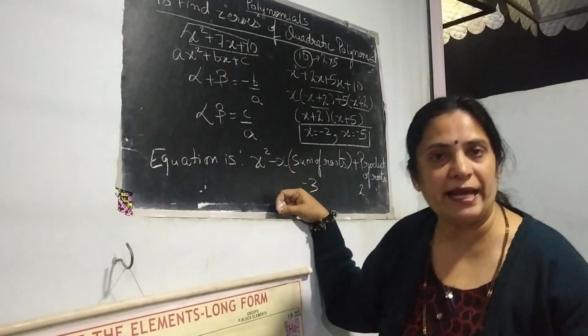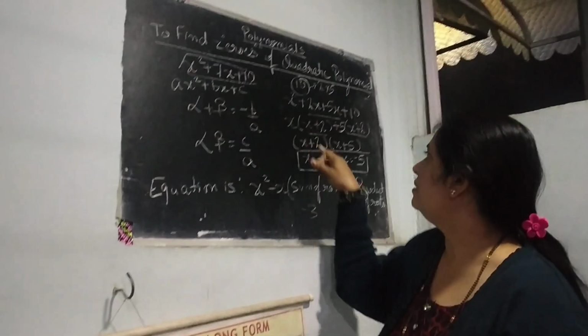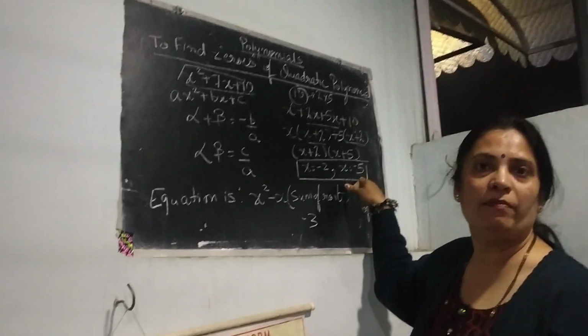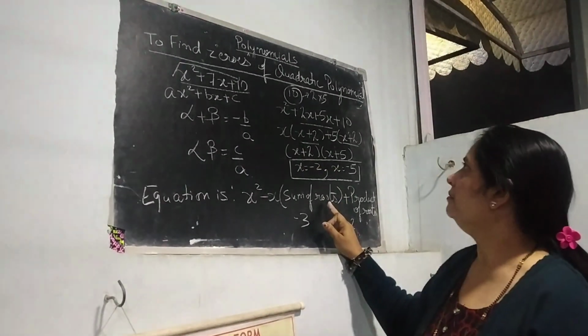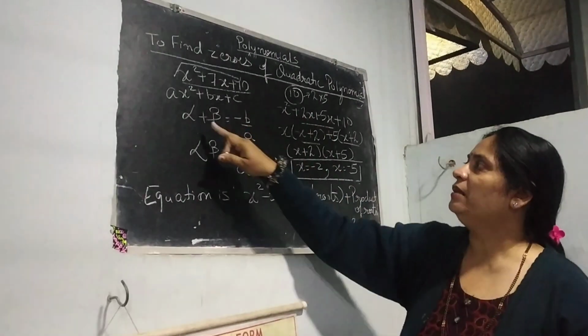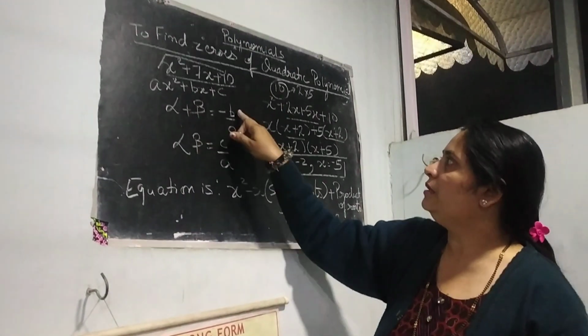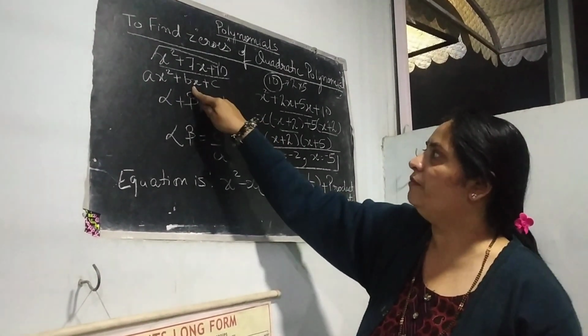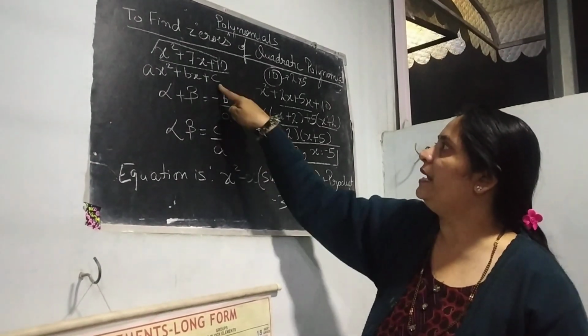If you want to check whether it is right or wrong, substitute minus 2 instead of x, you will get 0. Then substitute minus 5 instead of x, you will get 0. And you will get your answers. Right? Now another thing, sum of the roots or sum of the solutions is always equal to minus b upon a. Product of the solutions is equal to c upon a.